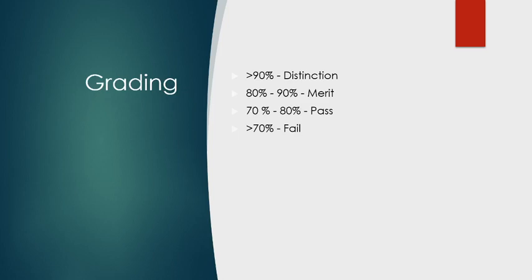Now into grading, it is exactly the same as AAT Level 2 and Level 3. Under 70% is a fail, 70% to 80% is a pass, 80% to 90% is a merit, and anything over and including 90% is a distinction.